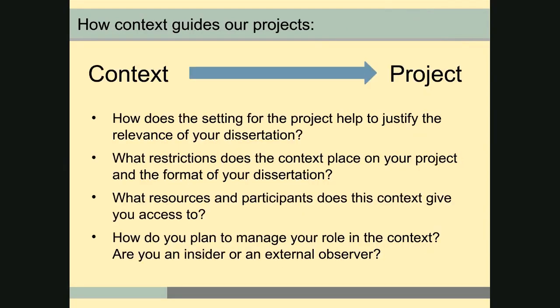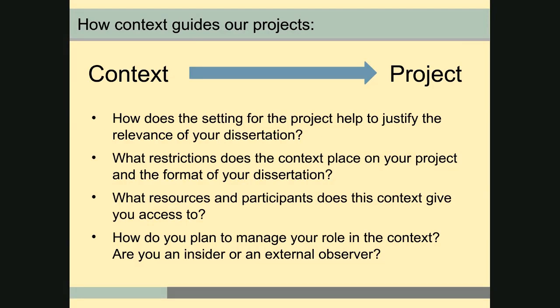So just to pause and talk to you in a little bit more detail about some of the questions you can ask yourself to really pick apart this. And as Matt says, at level 7 writing, we want to have that quite nuanced presentation of context and how it links through to our methods and methodology. First of all, we want to think, how does the setting for the project help to justify the relevance of that dissertation? Again, if we can ground our projects in a social reality, we'll be able to show that they are needed, that they're worthwhile.